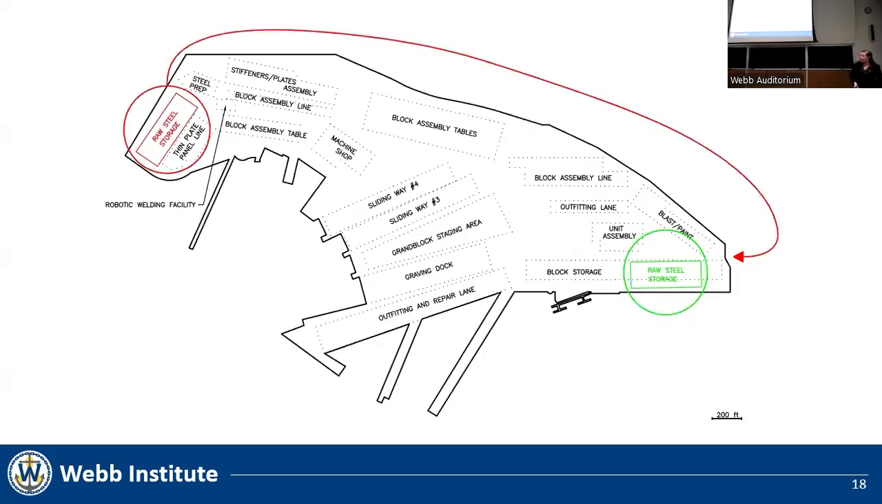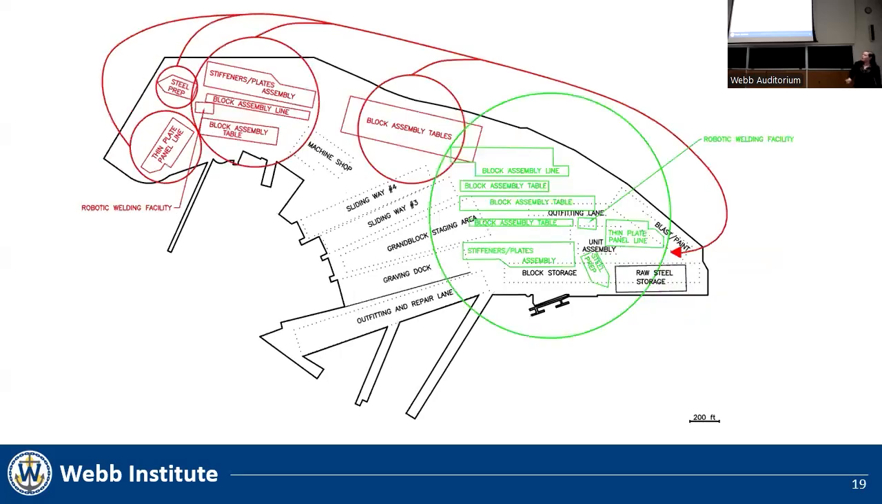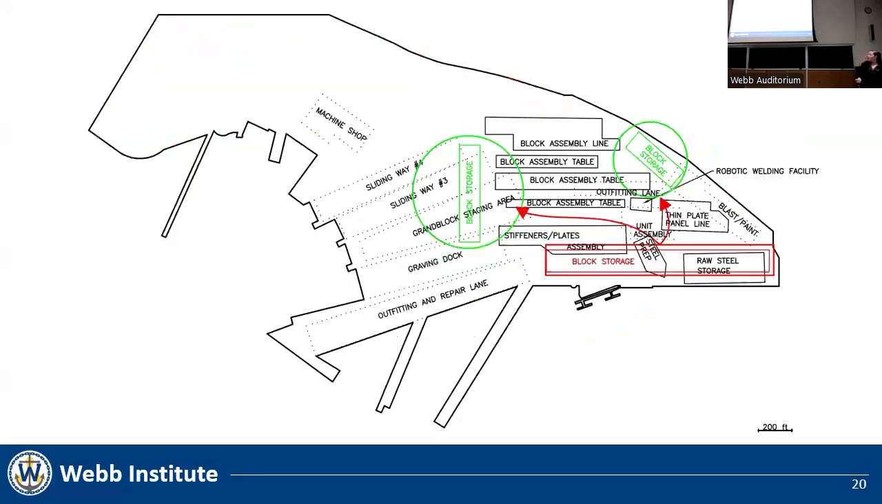The first change I made was moving the raw steel storage, and thus the rail line, to the south side of the yard to allow for the majority of the construction process to occur in the largest section of the yard. Thus, I moved the steel prep facility, the thin plate panel line, shifter plate assemblies, and the block assembly lanes to this area while also bringing them closer together to decrease the transition time between workstations. Then I moved block storage to either side of the lanes.